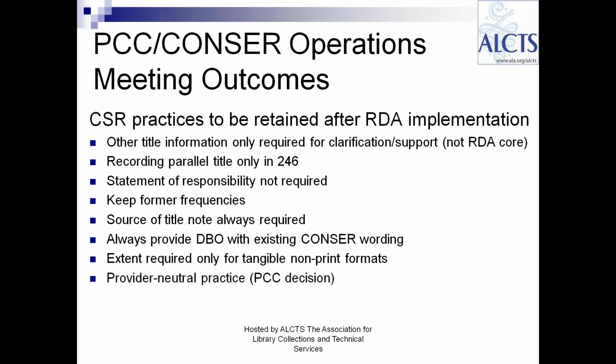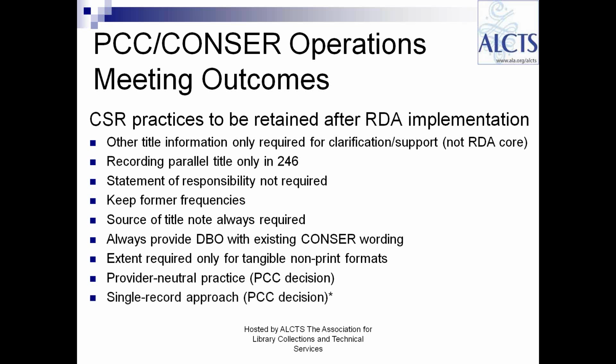The PCC, not just the CONSER operations folks, but the entire Program for Cooperative Cataloging, made a decision to continue to allow the provider-neutral practice, which means only one record is created for an online version, even if it is available from different providers. So different providers are listed in separate 856s, but there's only one catalog record created for the online version. And there's more. You can go to the CONSER website and the PCC website and see more about the provider-neutral practice if you have any questions about that.